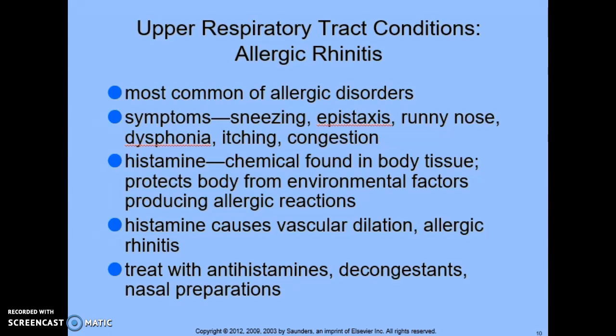So allergic rhinitis. This is the most common of allergic disorders. The symptoms include sneezing, epistaxis, runny nose, dysphonia, itching, congestion.